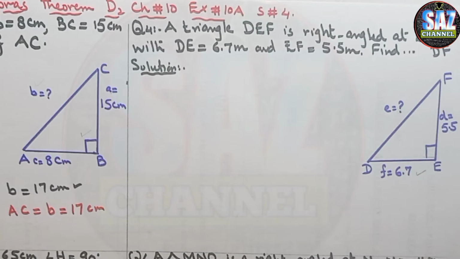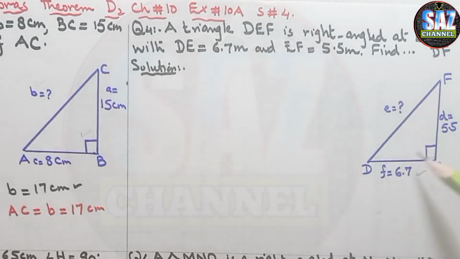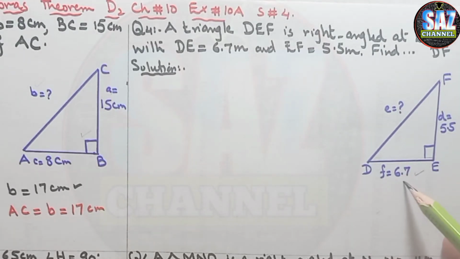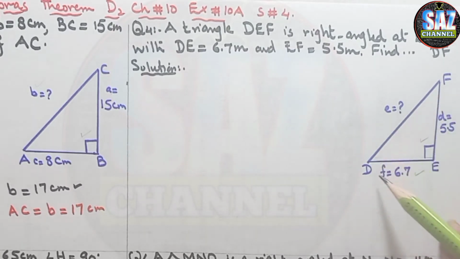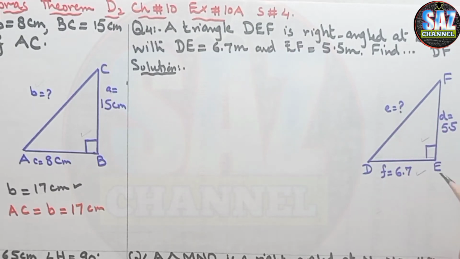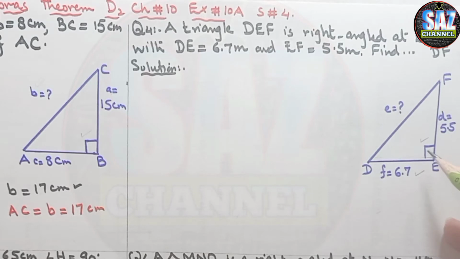Okay, so first of all, you have to sketch the diagram according to the requirements which are given in the question. Like in the question, DE is 6.7 and EF is 5.5, and angle E is 90 degree angle. After sketching the figure, you have to mark the vertices and the corresponding lengths with the small letters. And now the time is to decide what is the hypotenuse of this triangle, or the side which is opposite to 90 degree.